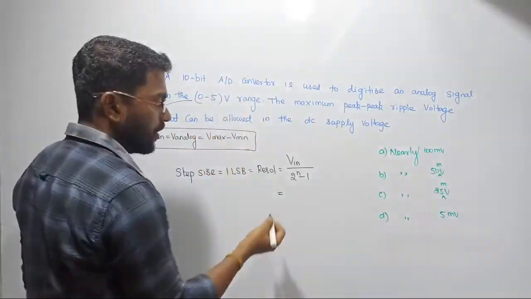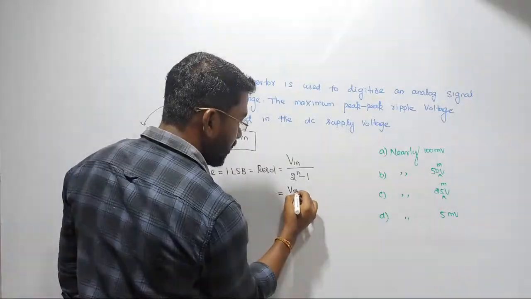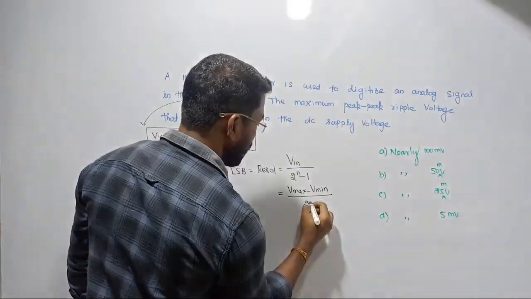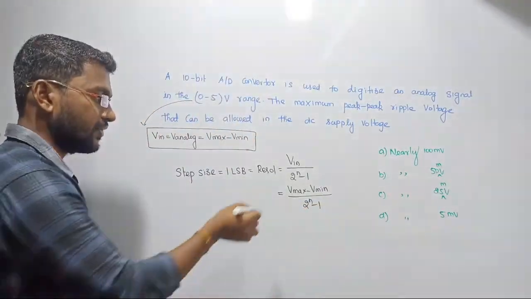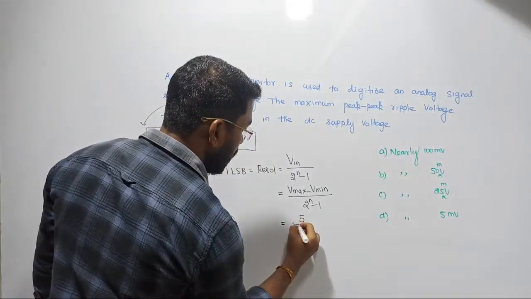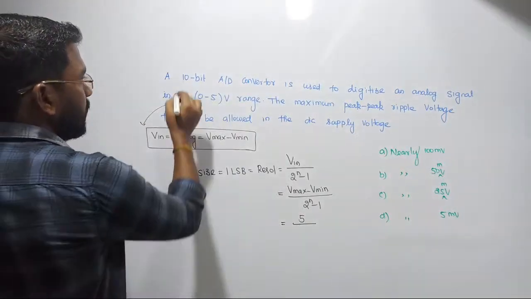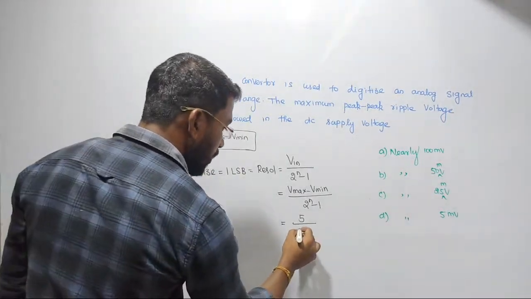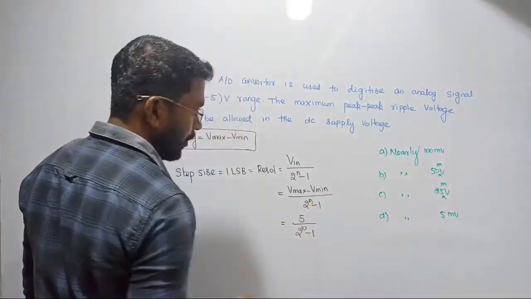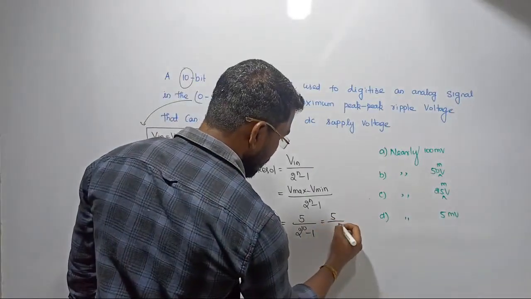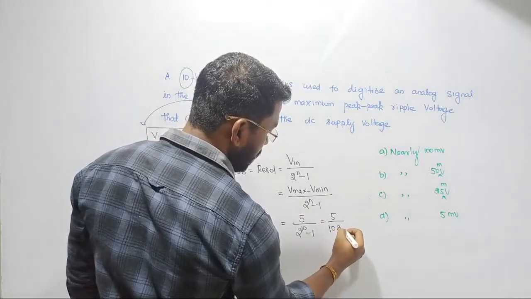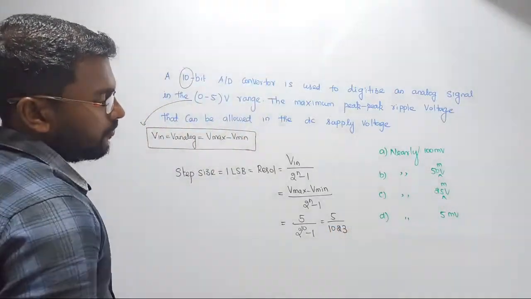Usually in an analog to digital converter, the statement would be written as Vmax minus Vmin. If you refer to books, they would give it this way. Anyway, I don't want to differentiate these things, that's why I have not written it this way. That is equal to 5 minus 0, which is 5 volts, upon 2 power n minus 1. n denotes the number of bits. Totally we are going to consider 2 power 10, which is equal to 1024. That's my answer. I don't know if I am correct or not, let me check it myself. 2 power 10 is 1024, minus 1 is equal to 1023. See, 5 by 1000.